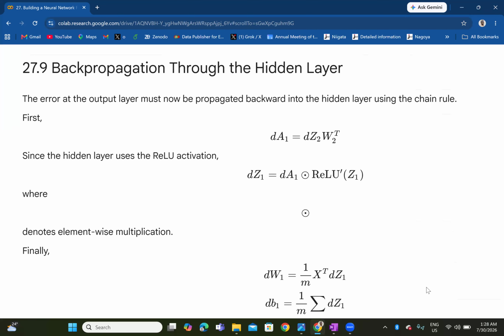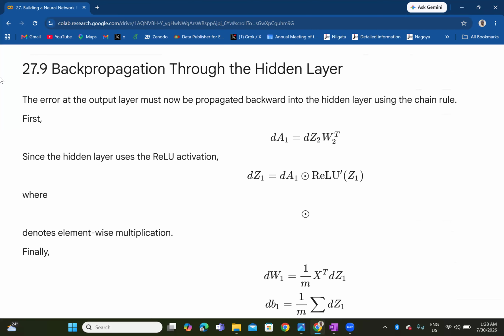Then we go on to talk about backpropagation through the hidden layer now. So the error at the output layer must now be propagated backward, and that's why it's called backpropagation. Once you make a prediction and you get a result, you have to check the loss, right? And whatever the loss is, you now do a backpropagation. The error at the output layer must be propagated backward into the hidden layer using the chain rule.